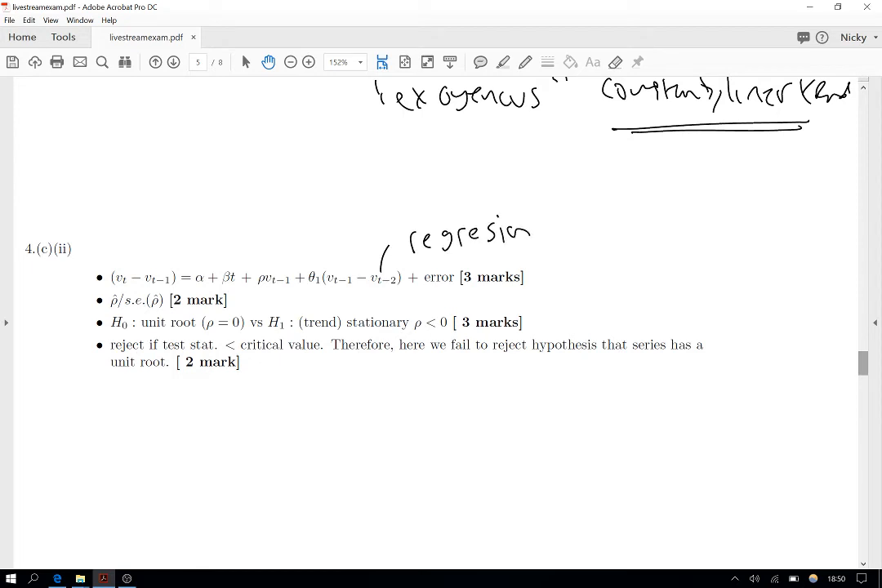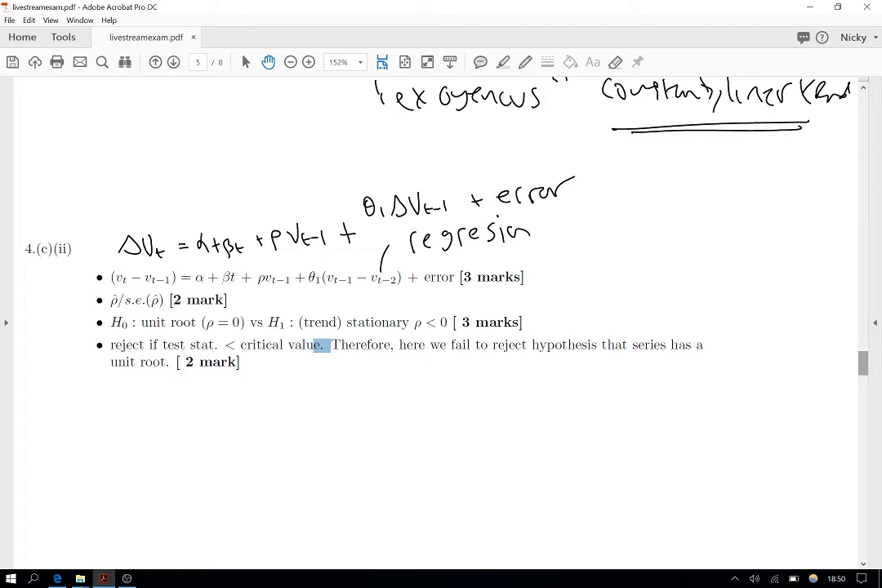Again, it called it VT, but again, you call it Y, whatever else. This is just regressing the change in VT on a constant and a time trend plus, call it rho, VT minus 1. And it just controls for one change. It's plus phi 1 change in VT minus 1 plus error.